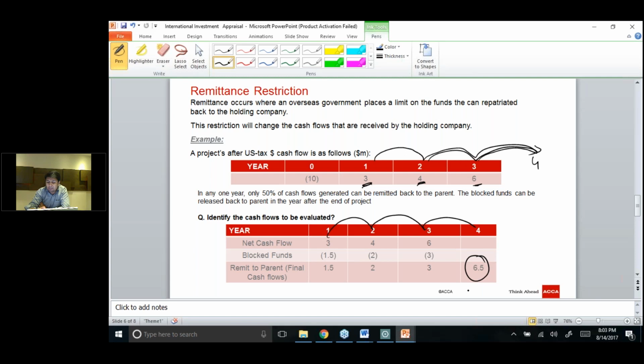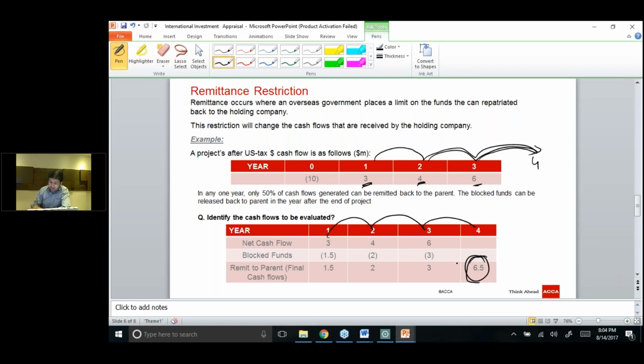What is the problem here? The problem is that the parent company will not receive cash flows in the first 3 years, and will receive cash flows only at the end of year 4. So a higher time value of money discount factor will be applied. Normally if there is a block remittance restriction, your NPV will be lowered compared to the scenario where remittance is not restricted.